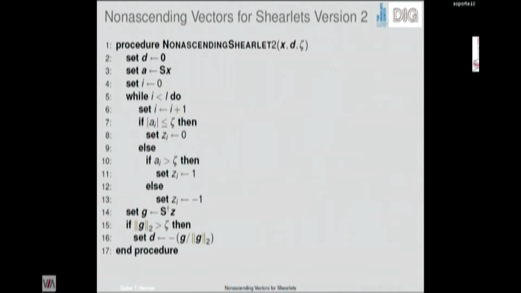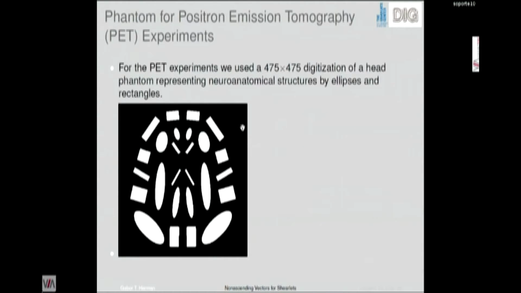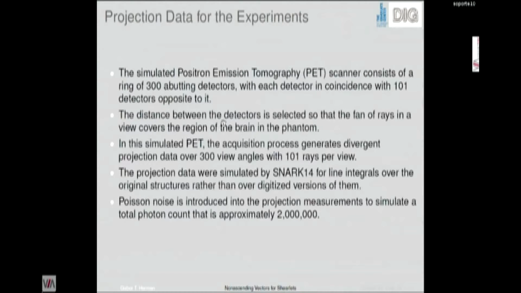Let me show you another experiment, which is not in CT, not computed tomography, but in positron emission tomography, for PET. This is a phantom for positron emission tomography. I won't get into the description of the PET scanner.